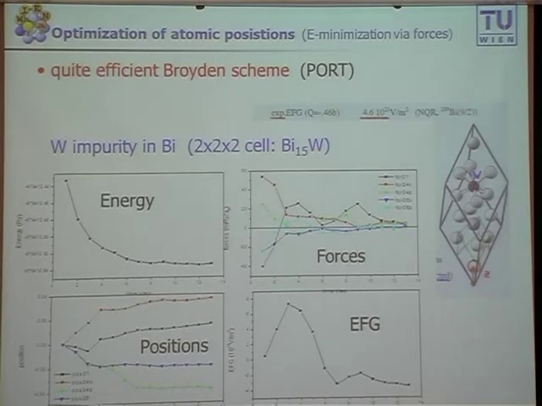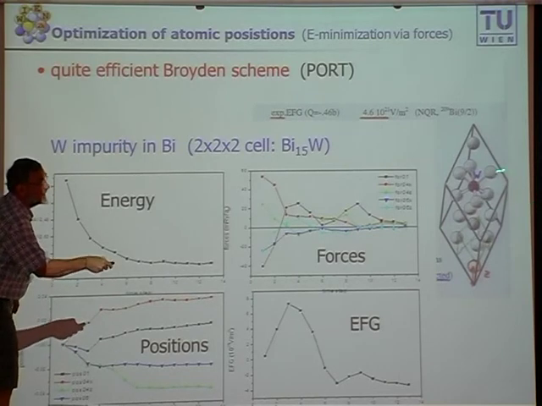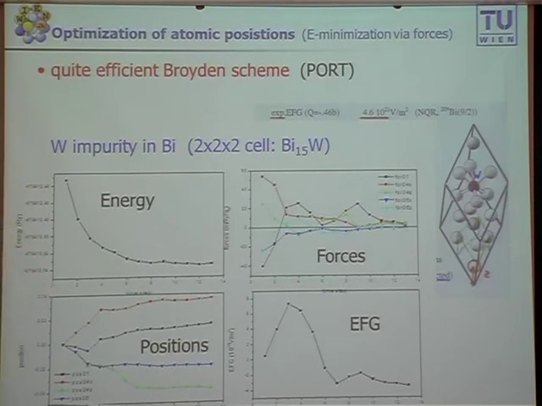So what does it do? If I have a problem like this, there is bismuth, and there was a tungsten impurity in this bismuth over here. Okay? Tungsten has a different size than bismuth. Bismuth atoms are fat and thick. So there will be a relaxation of these bismuth atoms around the tungsten. They will come closer or move away or whatever.